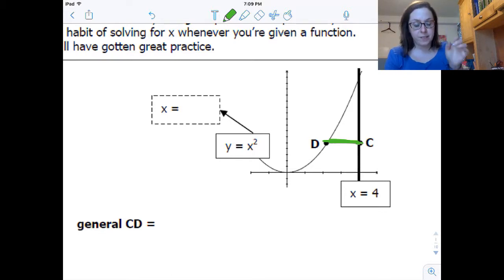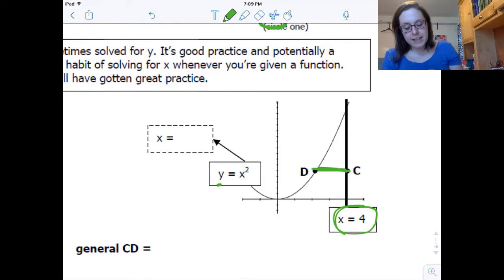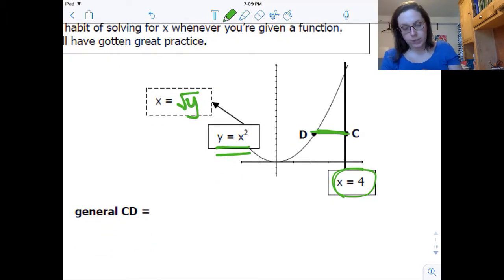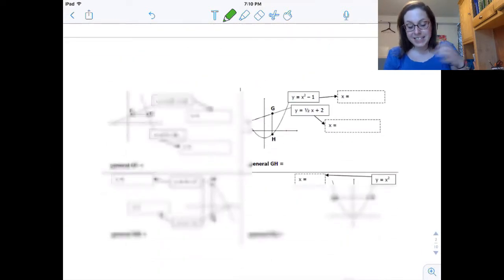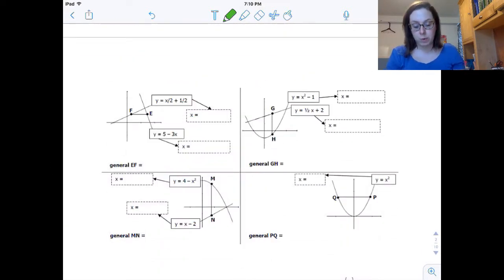If I go to this one, now I have going from right to left. Here I'm subtracting the x values. I see that on this side, x is 4. But on this side, I have y equals x squared, so I'm going to solve that for x. So x is the square root of y. When I find the change in those, I'm going to do the right minus the left, and that's going to be my distance between those. Again, subtracting the x values, which are going to be in terms of y. This is going to come in really handy as we move on.